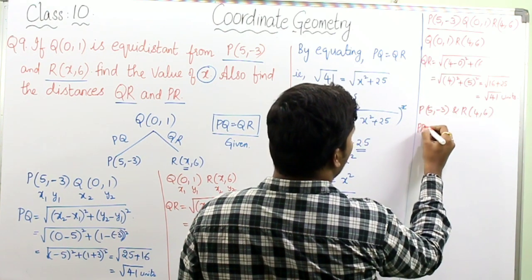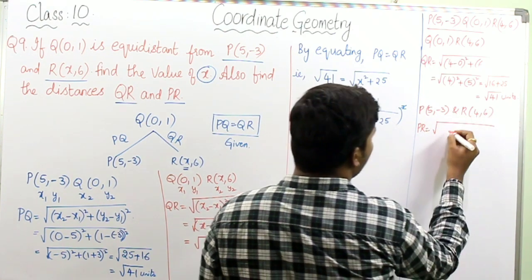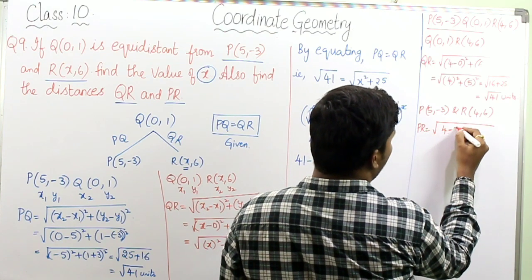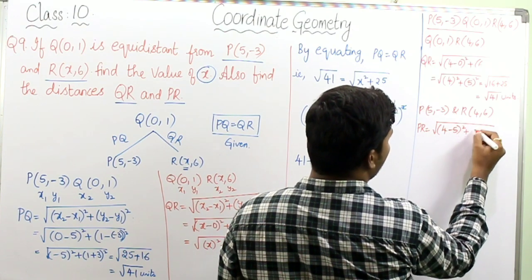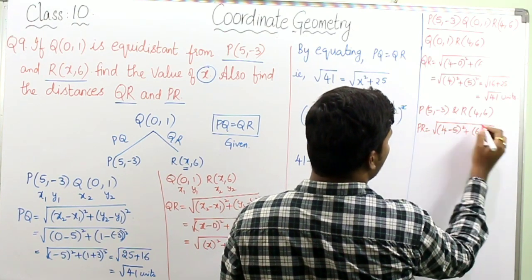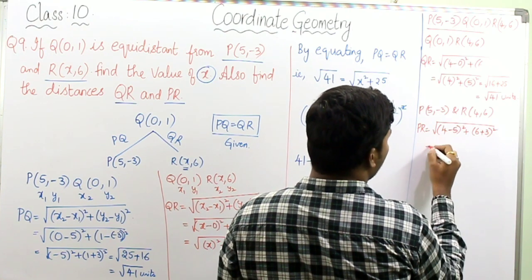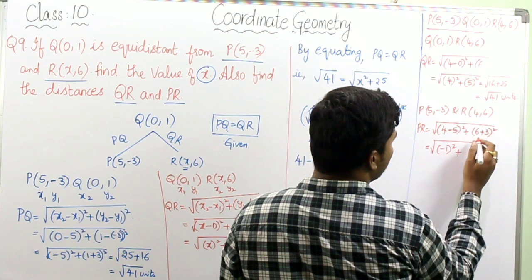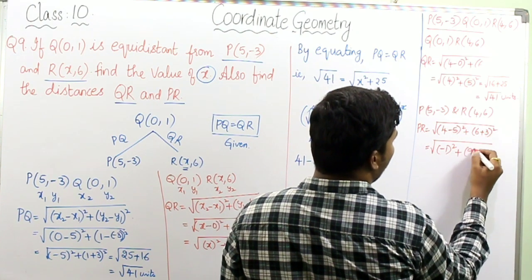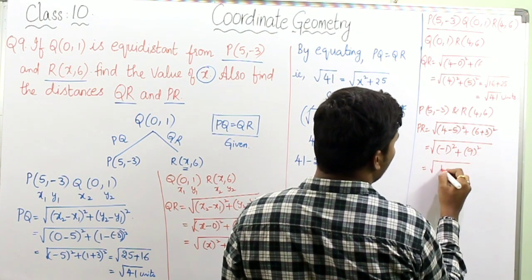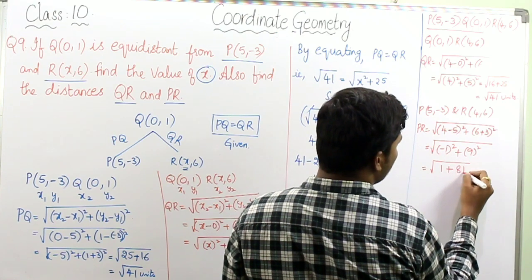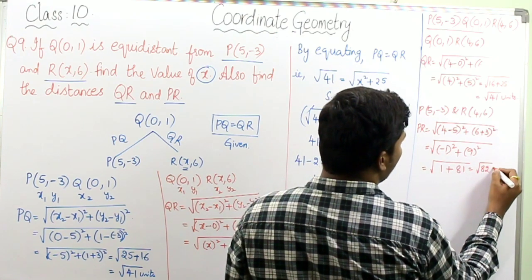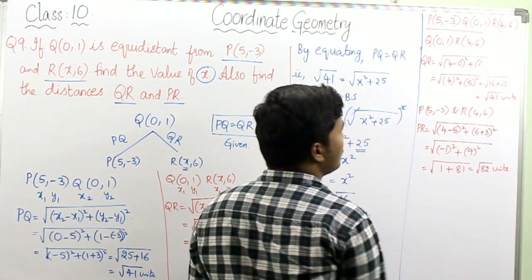So now PR is equal to the square root of (x2 minus x1, that is 4 minus 5) whole square plus (6 minus minus 3, minus of minus will become plus, 6 plus 3) whole square, which will become (4 minus 5 is minus 1) square plus 9 square. So this implies 1 plus 81. This is the square root of 82 units.